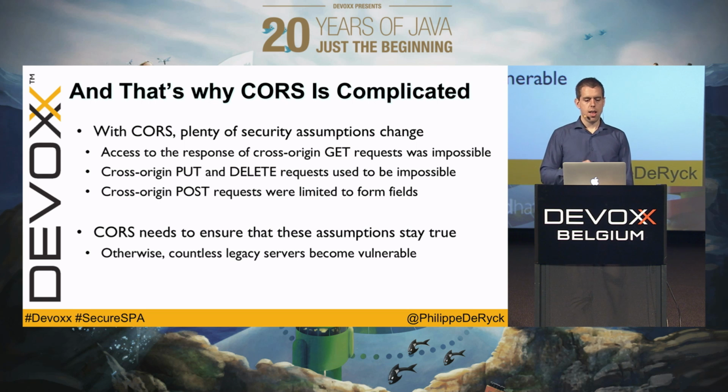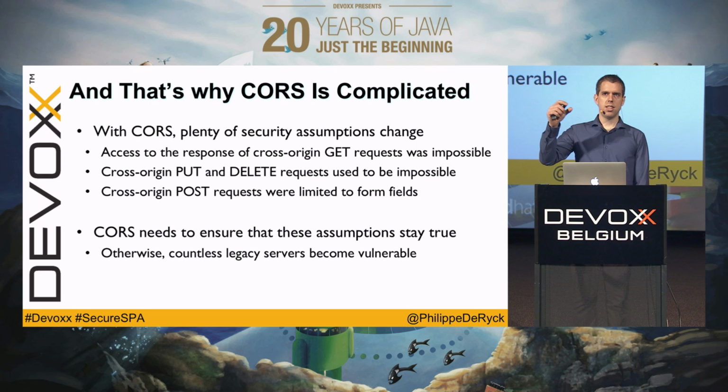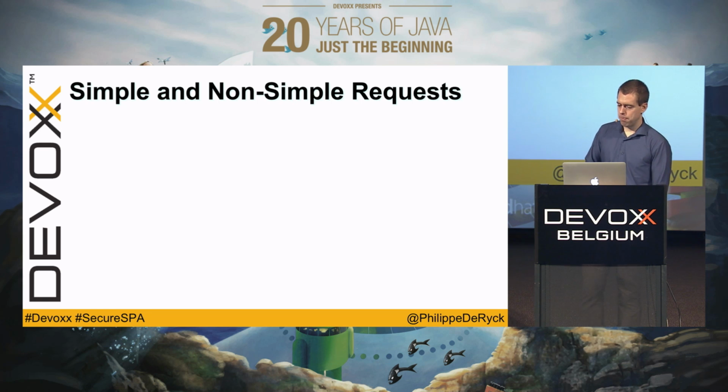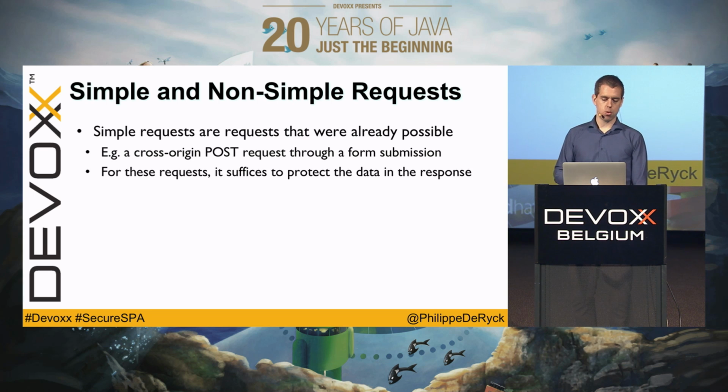And this is what CORS does. CORS makes sure that these assumptions of things that used to be possible in the old web before CORS are still possible, and additional functionality that wasn't possible is only possible if the server is CORS aware and agrees to the request. And this brings us to simple and non-simple requests. And that's essentially what the CORS spec spends a lot of time on. That's essentially what you need to understand the power and the importance of CORS.